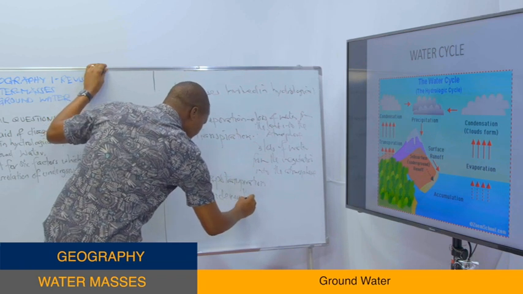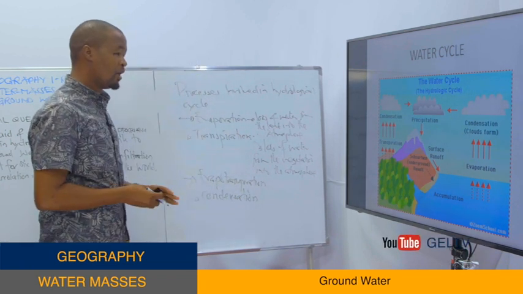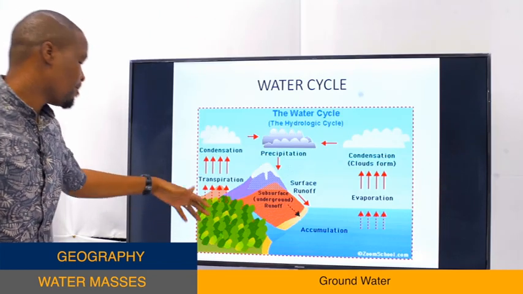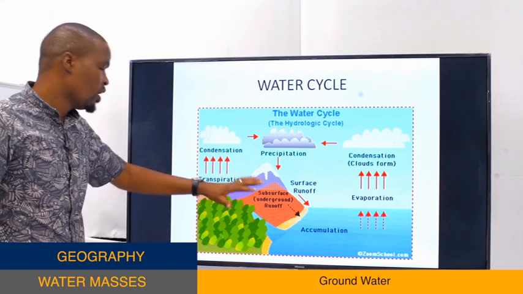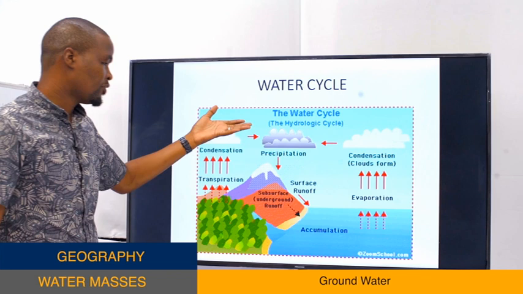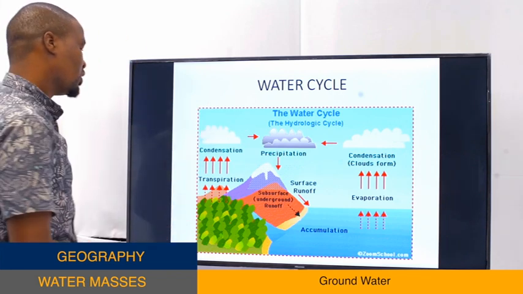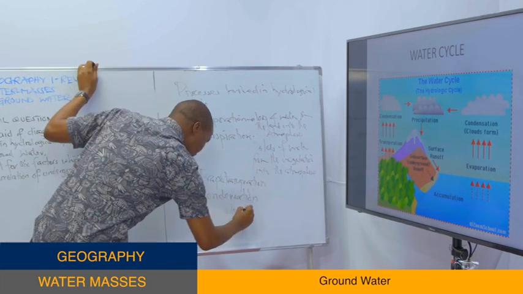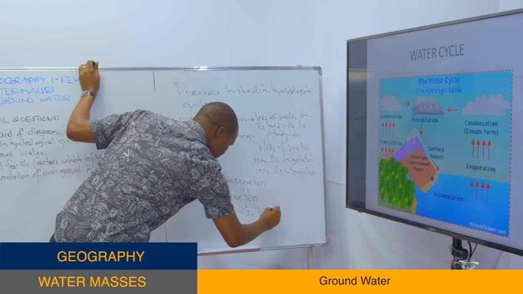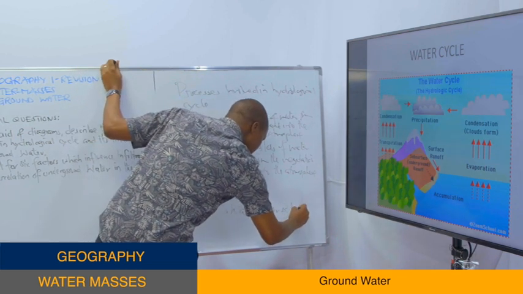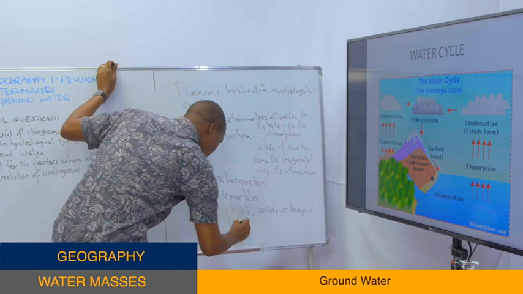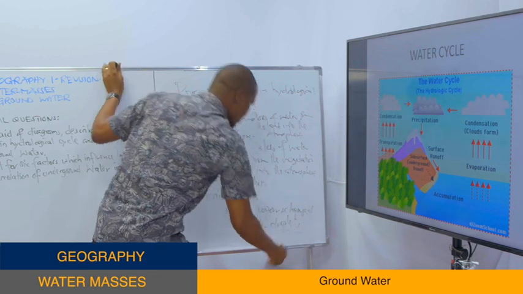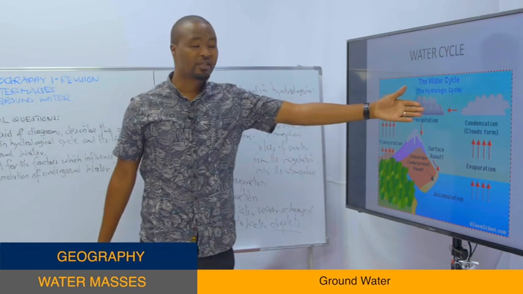Condensation. What is condensation? Remember, what is condensation? It means condensation refers to the process where the water vapor which has been lost from the ground into the atmosphere is changed into water droplets or liquid droplets. Right now the water vapor is changed into water droplets, which hang in the atmosphere at this point.